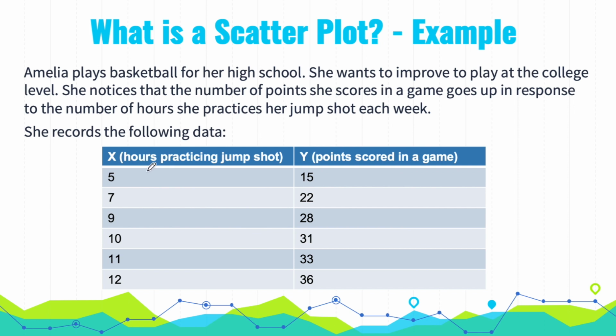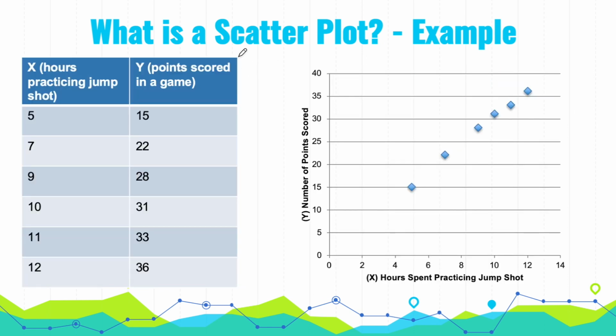She notices that when she practices for more hours before a game, she tends to score more points in that game after. See how as x values seem to increase from 5 through 9 through 12, the points for y, which are points scored in a game, seem to also increase, right? From 15, 28, 36. Here we have the same table, just squished a little differently so we can see everything on this slide. Here's how we've plotted out that data.